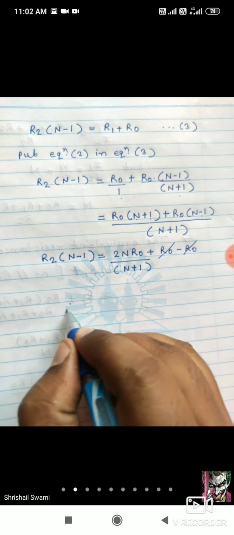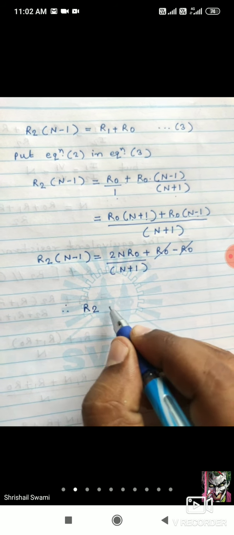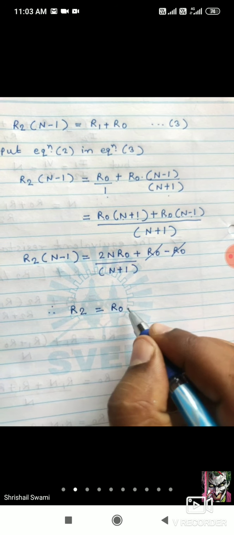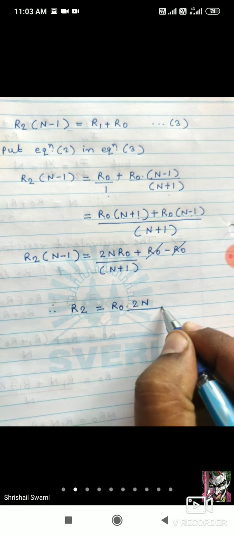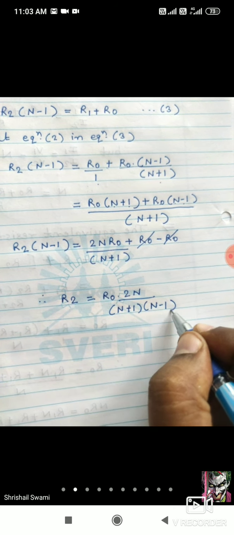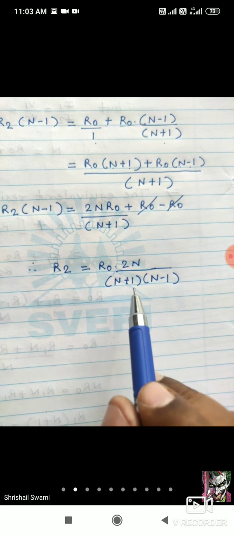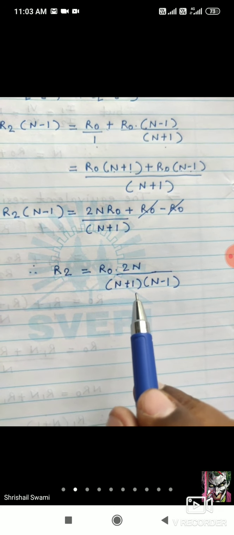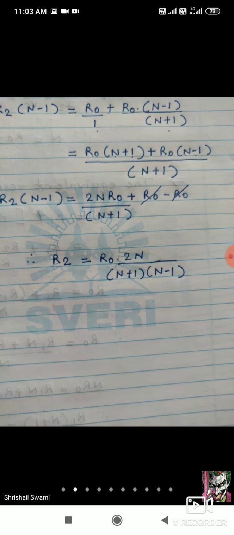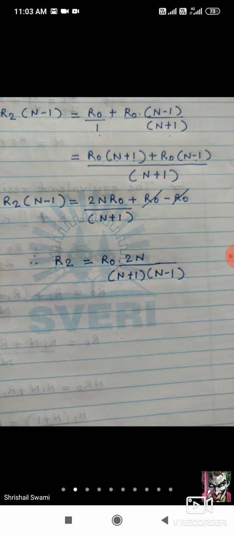Now, what expression do we want? The expression of R2. So take n minus 1 to the right hand side. This gives R0 into 2n divided by n plus 1 into n minus 1. This expression is also okay, but we can still modify it. Anyone knows how we can replace this? A plus b into a minus b.